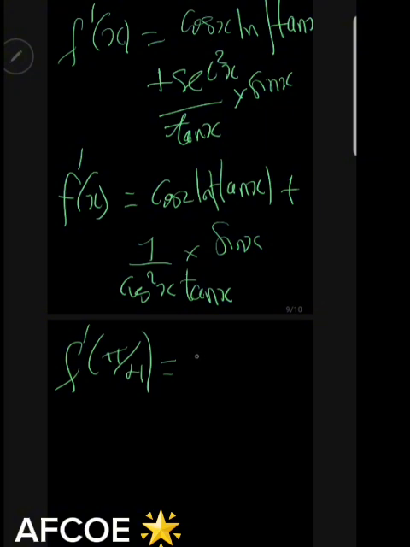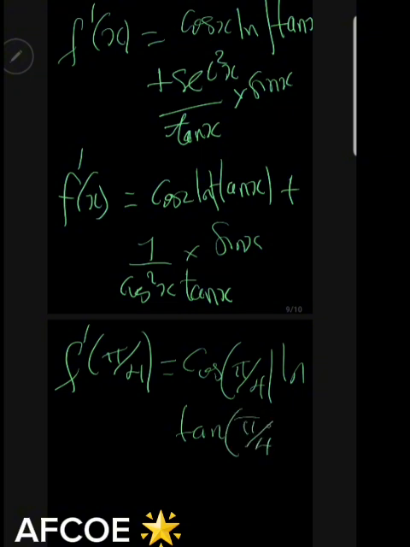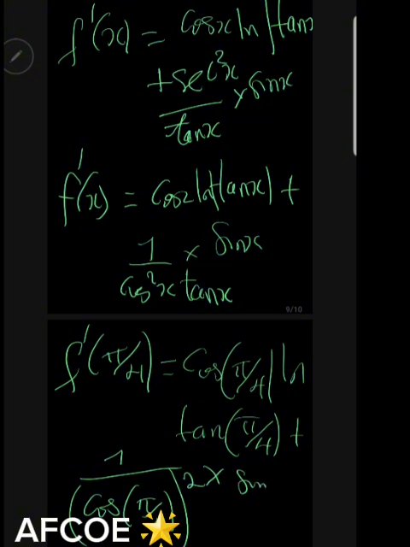So f prime of pi on 4 will simply be cos of pi on 4, then the ln of tan pi on 4, plus 1 on the cos squared of pi on 4. Please, when we say cos squared, it does not mean that you find the cos of the angle and then square the result, that is the meaning. All that we multiply by sine pi on 4, all that on tan pi on 4.